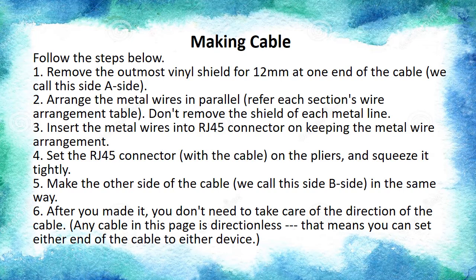For the third step, we need to insert the metal wires into the RJ45 connector while keeping the metal wire arrangement. Then fourth, set up the RJ45 connector with the cable on the pliers and squeeze it tightly. Then fifth, make the other side of the cable. We call this the B side, made in the same way. After you make it, you don't need to take care of the direction of the cable. Any cable in this page is directionless. That means you can set either end of the cable to either device.